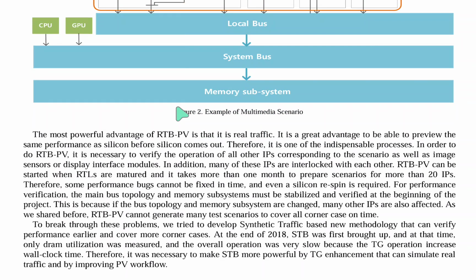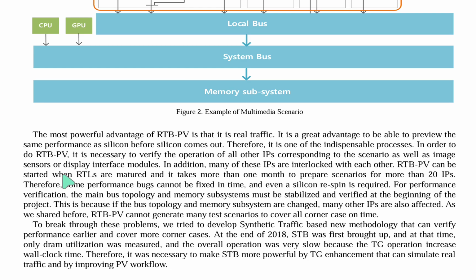The most powerful advantage of RTB-PV is that it is real traffic. It's a great advantage to be able to preview the same performance as silicon before silicon comes out. Therefore, it is one of the indispensable processes. In order to do the RTB-PV, it is necessary to verify the operation of all other IPs corresponding to the scenarios, as well as image sensors and all display interface modules. In addition, many of these IPs interact with each other.